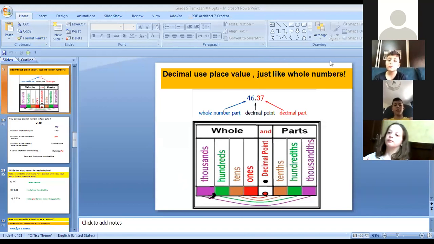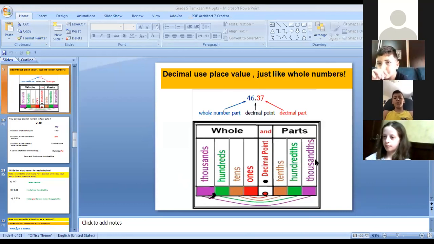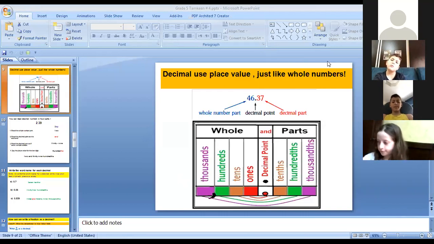Okay, why are you raising your hand? Is there anything? We didn't start discussing this here. Is there a number called millionth? Yes, there is, but it's not used. I know it's a very, very small number, millionths. Okay.